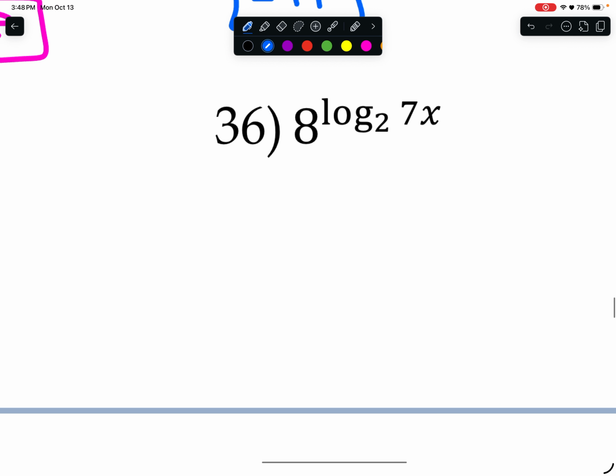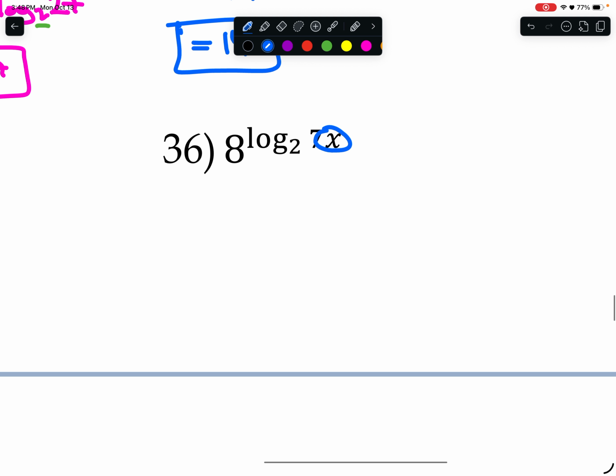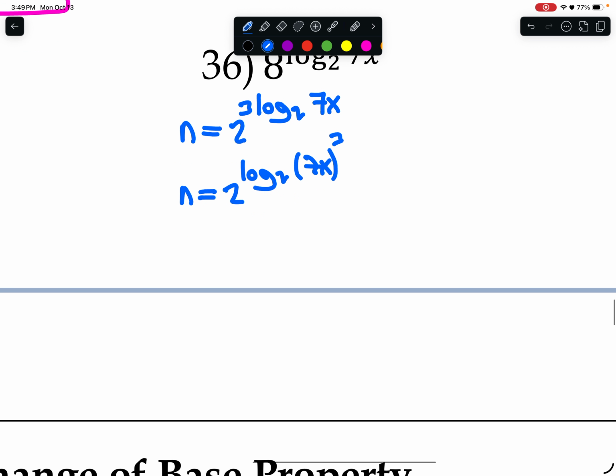Okay, so let's go ahead and skip over to 36. So it's the same idea, but now we're going to throw in a variable. So I need the exponential base and the log base to be the same. So I'm going to have n equals 2 raised to the third power times log base 2 of 7x. Once again, I'm going to do power property. So n is equal to 2 raised to the log base 2, and I'm going to raise the entire argument to the third power. So I do need to put parentheses around the argument in this case.